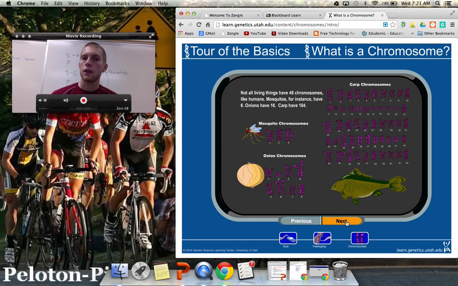Now, as you can imagine, this isn't the same for all living things because we all have different genetic codes. In a mosquito, you're only going to find 6 total chromosomes, or 3 pairs. In an onion, you're going to find 8 pairs, or 16 total chromosomes. And in a carp, you're going to find 104 chromosomes, or 52 pairs. That doesn't mean that a carp is more complex than a human. It just means that the genes that code for the different proteins that make up a carp are divided in different ways.